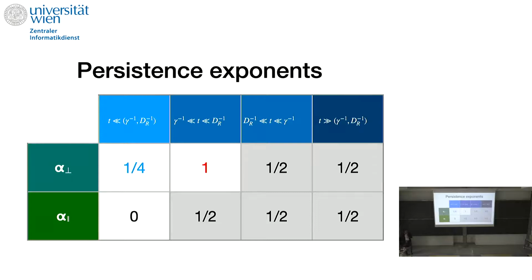So, this is again the persistent exponent, and this is the perpendicular component. The exponent 1/4 is the one given by this random acceleration problem, that's the initial time. This intermediate regime is the non-trivial regime that we have found. And these are the Gaussian regimes, where you have the persistent exponent, which is half.